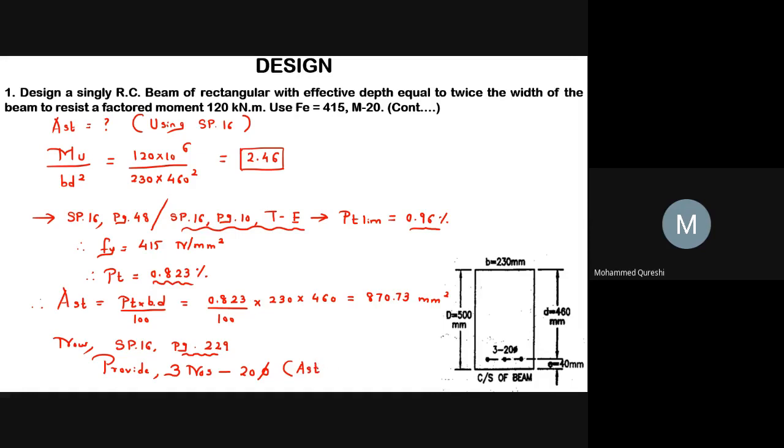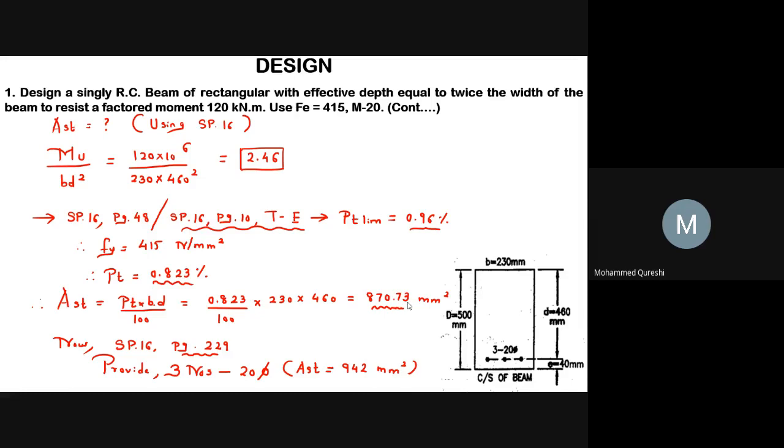For this number of bars and dia, you will get AST as 942 mm square, which is greater than 870.73 mm square. Hence, these bars are okay. We may provide three numbers of 20 dia bars.